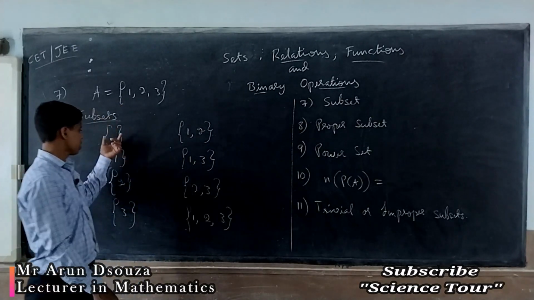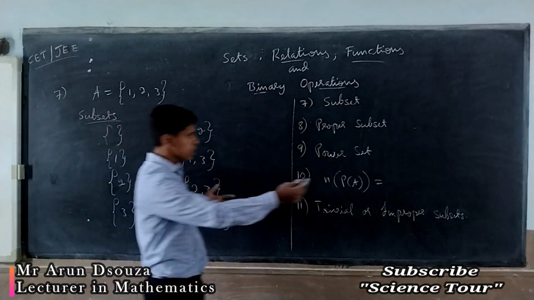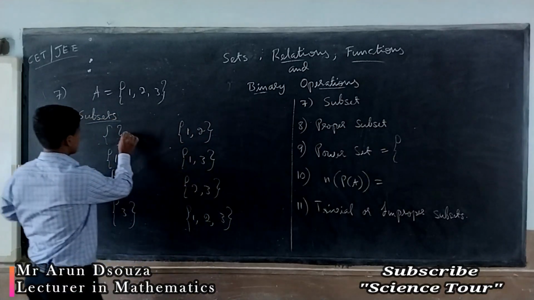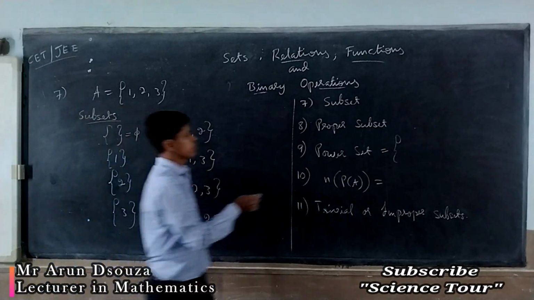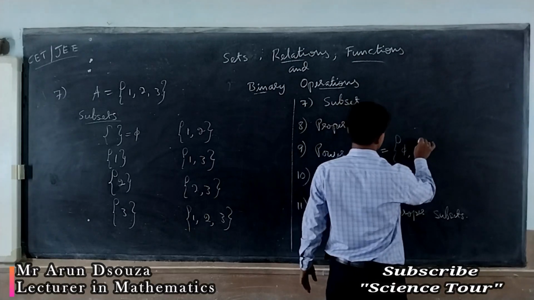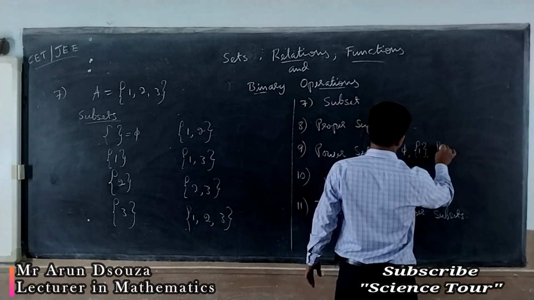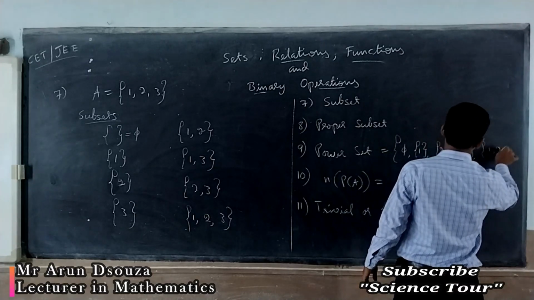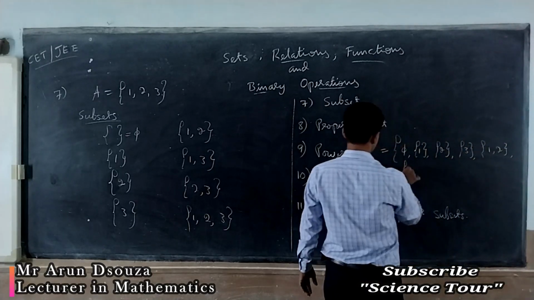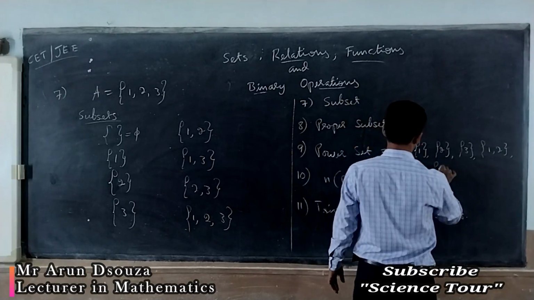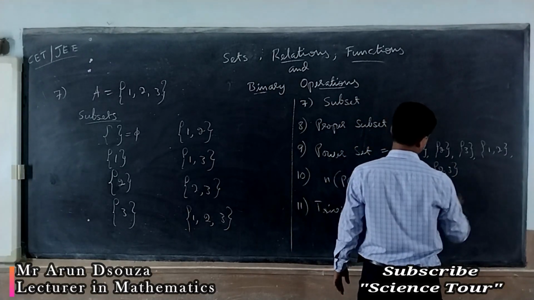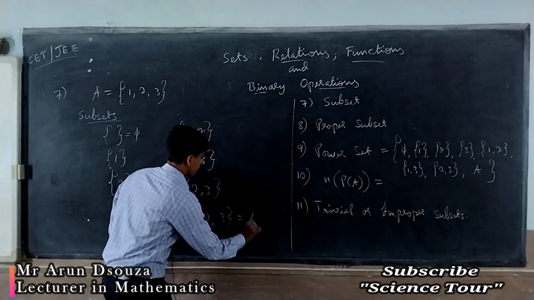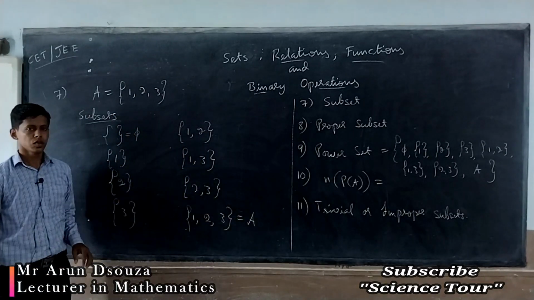Now when you write this as one set, see what is this? This is nothing but the empty set. So I'll just write phi. Then I'll write 1. Then I'll write 2. Then I'll write 3. Then 1, 2, and then 1, 3, and 2, 3, and then this is nothing but A itself. This is nothing but A itself, the full set.